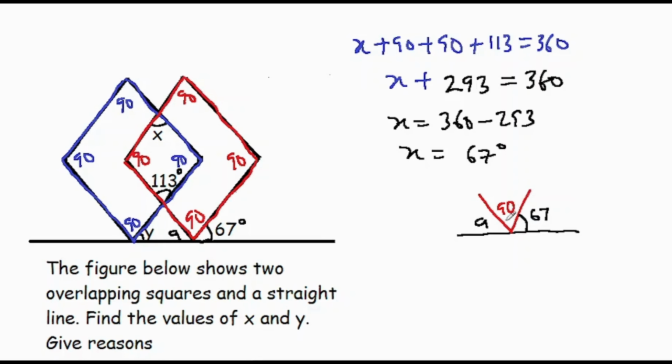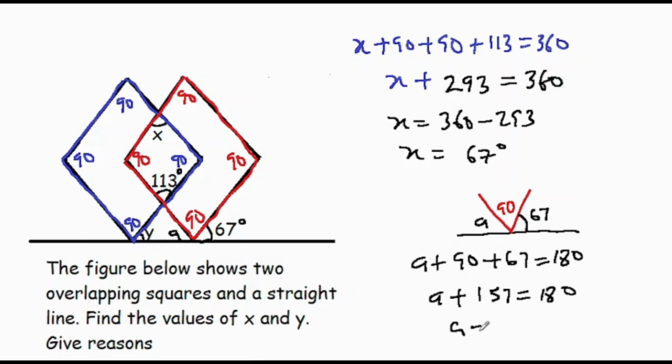And what do you have as sum of angles on a straight line? That equals 180 degrees. So A plus 90 plus 67 equals 180 degrees. A plus 90 plus 67, that is 157, equals 180. So A is 180 minus 157. A is equal to 23 degrees.